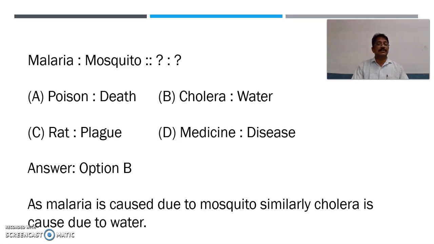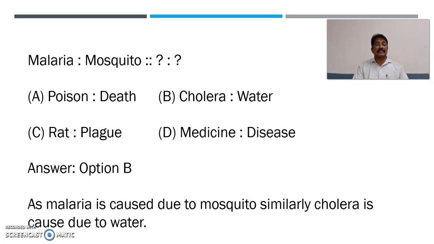Cholera, water. Cholera is a disease. Through contaminated or polluted water we get cholera. So definitely the disease is cholera and the causing factor is polluted water. So maybe this is the correct option. We will go on verifying the remaining: rat, plague; medicine, disease. As you know, plague disease is caused by a rat. Okay, this is also correct.